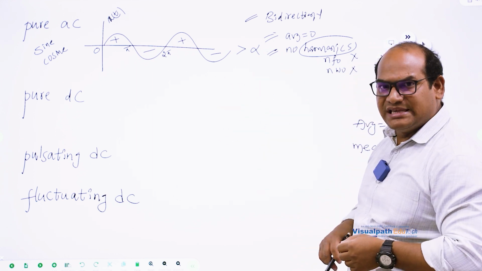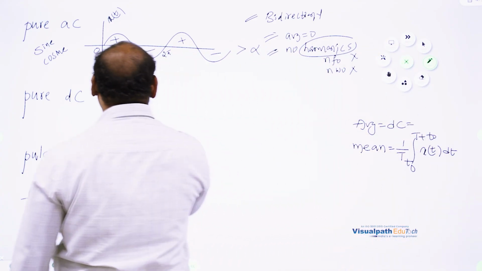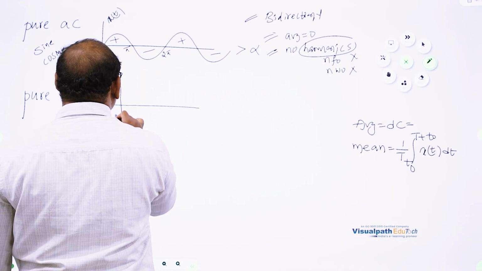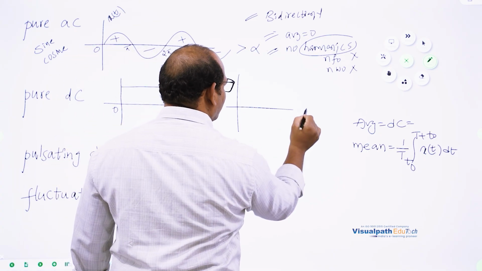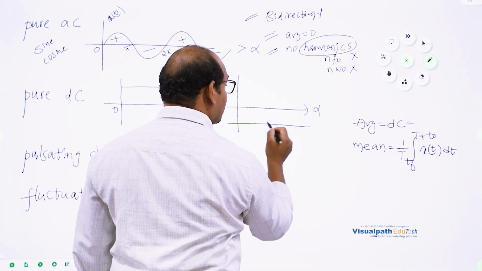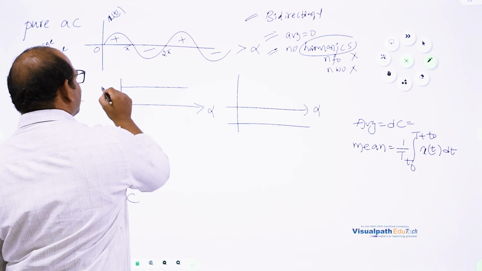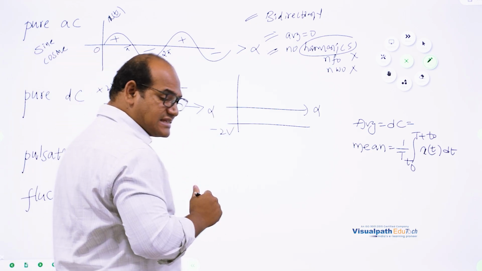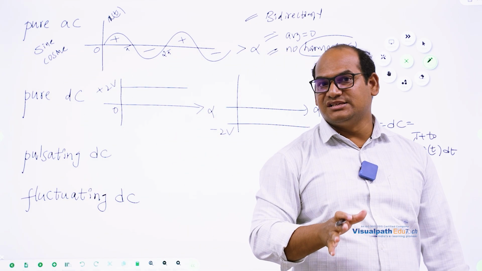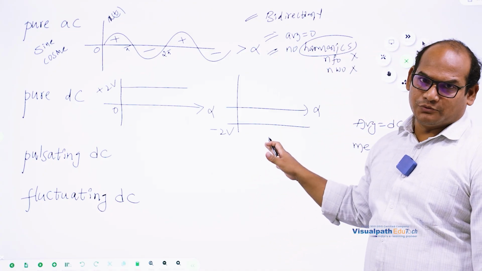Now coming to pure DC signal. I can give a pure DC signal in 2 ways. This is one example, and another example for the pure DC signal is like this, below the x-axis. For example, it is plus 2 volts, or it is minus 2 volts. So a DC signal can be positive, and a DC signal can be negative.